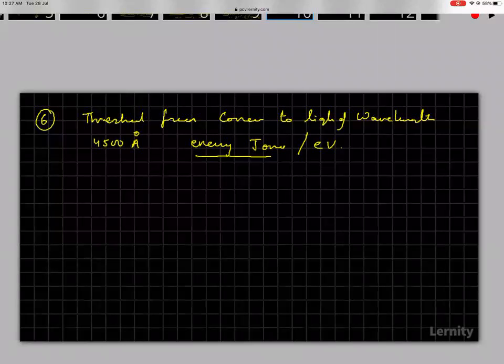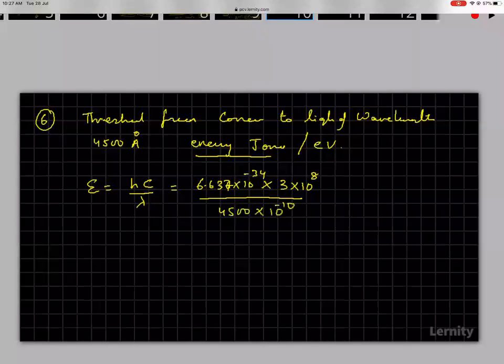So energy in joules is equal to hc by lambda. So 6.637 into 10 power minus 34 into 3 into 10 power 8 divided by 4500 into 10 power minus 10 joules. This is the total energy. Now the 2 will become 8, it will become 10 power minus 8. And 3 will go here 15 times.